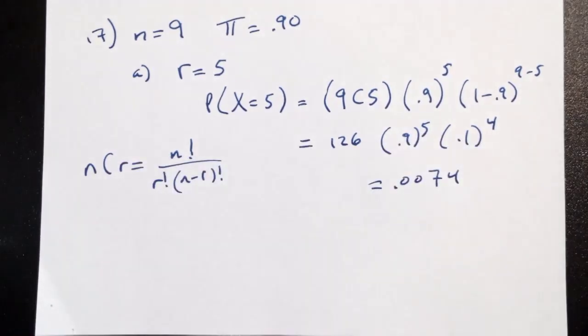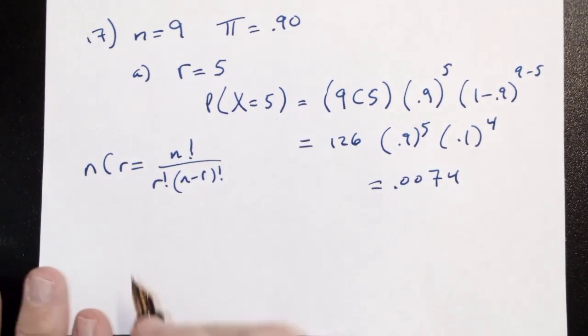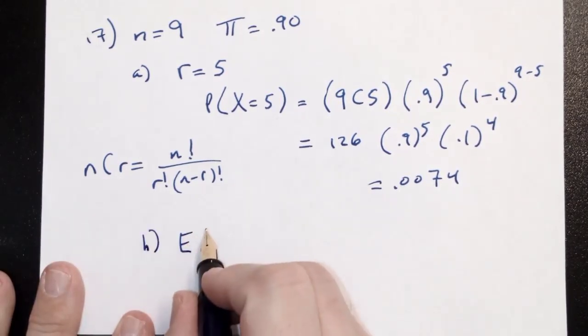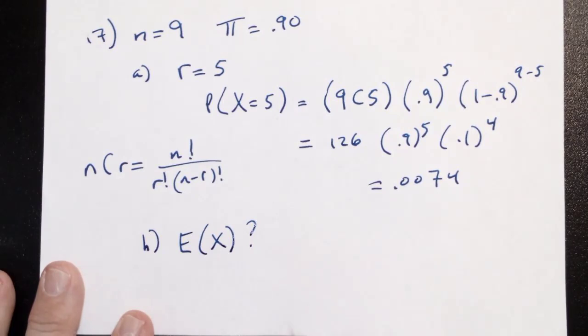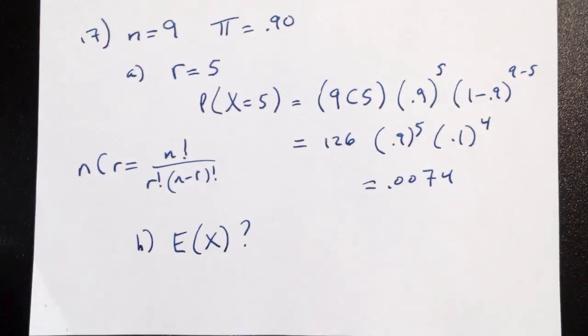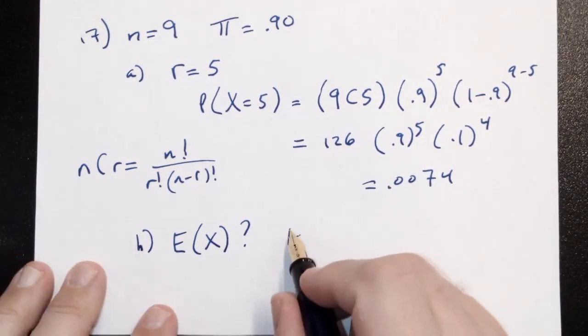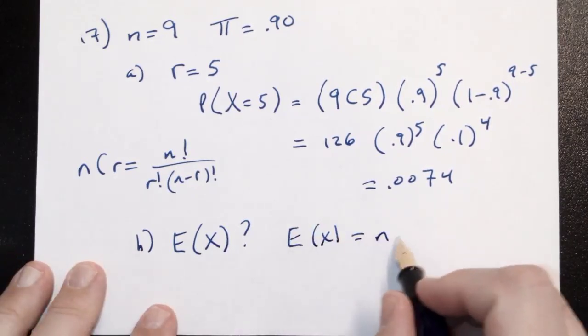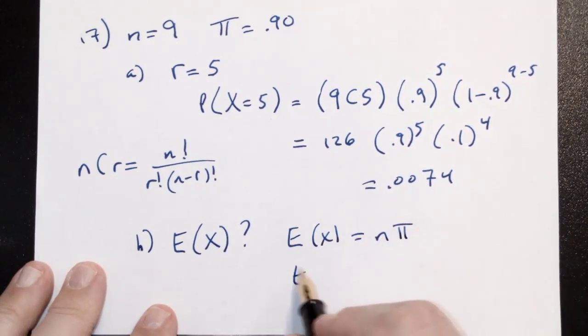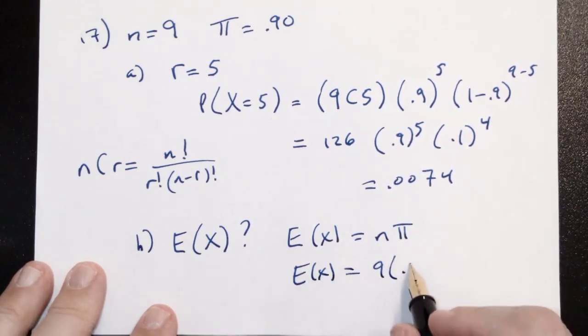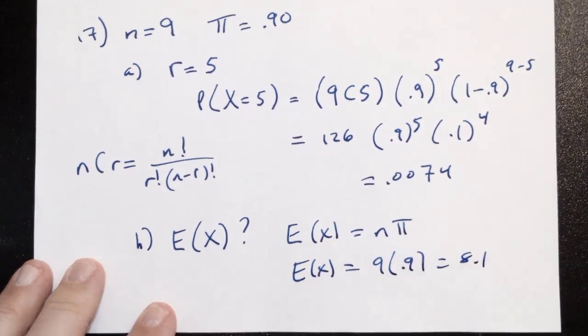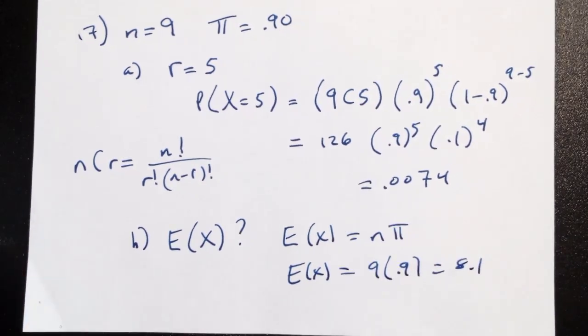Why is that so small? What's my expected value here? Right, remember E of x is n pi, so in our case, the expected value is 9 times 0.9, 8.1. We're expecting way more people to pass, so the chance that only 5 pass is pretty low.